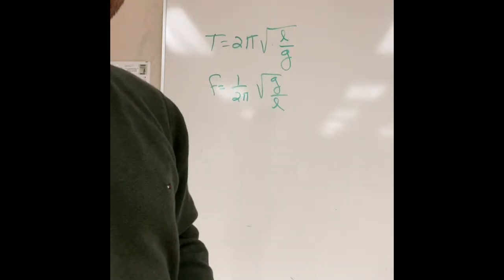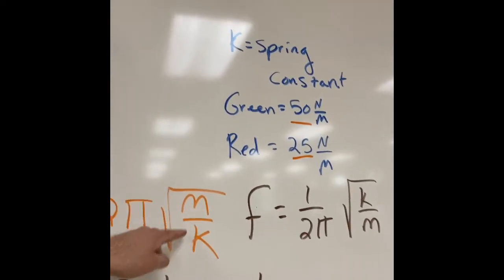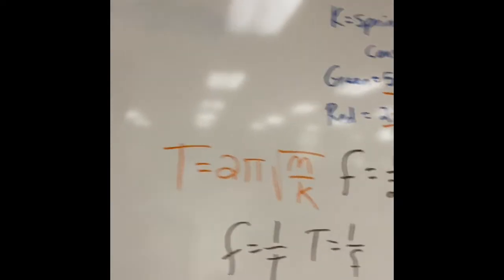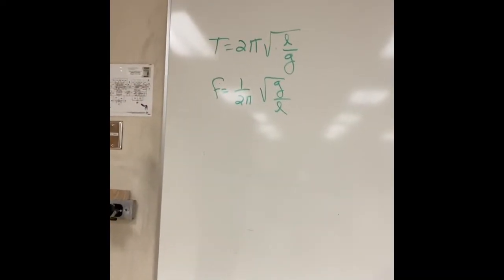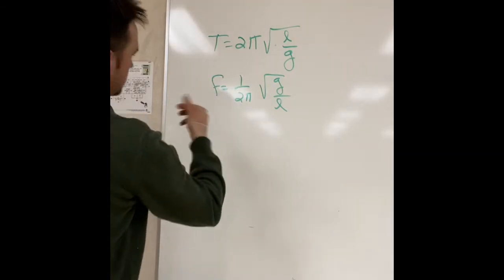Same thing over here for springs. T comes after F, and m comes after k. So if you're having a hard time remembering these, you should remember that they are the opposite, or the inverse. Frequency and period are the inverse.